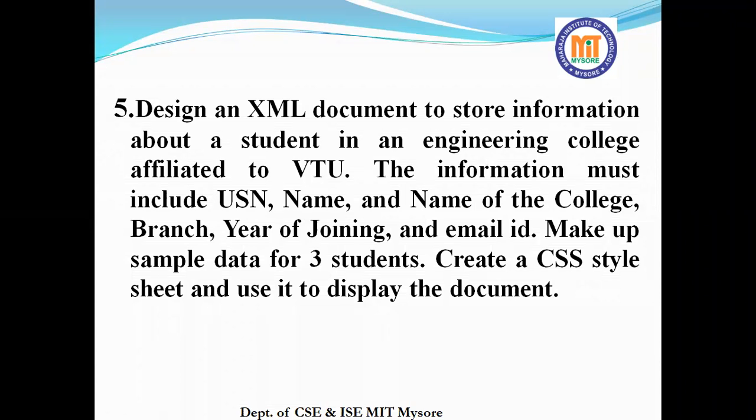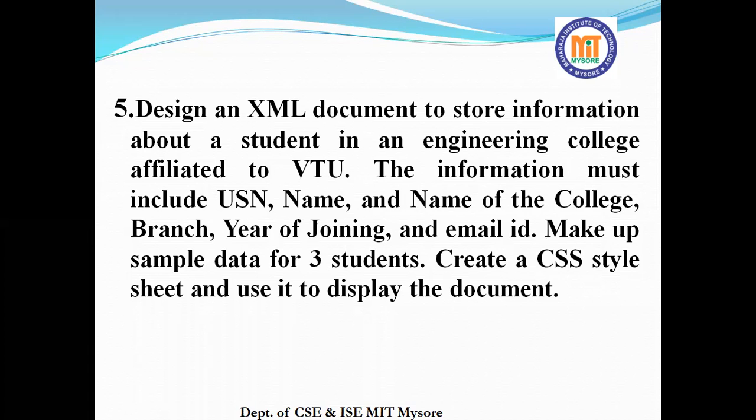First, try to understand the question, guys. The first thing is we are supposed to design an XML document. What is the reason for that XML document? To store some information. Which type of information? The information about the student, and that is a student of an engineering college. What should be included in that student information? That is its name, USN, name of the college, branch, as well as year of joining, and lastly email ID. These are the things that should be present inside the student record or a student document.